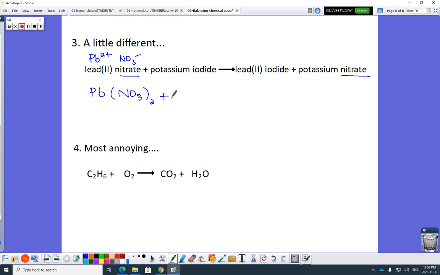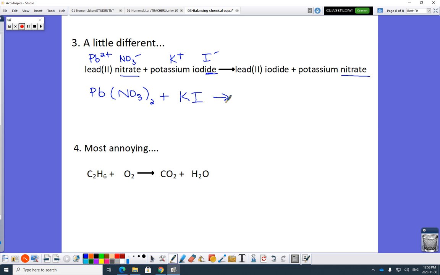And then IDE, that just means iodide. Potassium is 1 as well, so you get KI. When you do double displacement, all you're going to do now is switch.